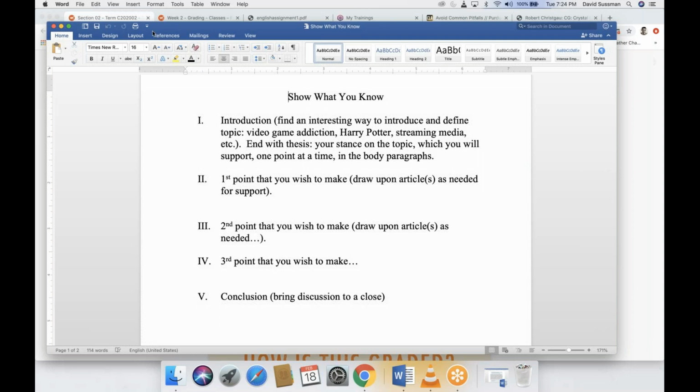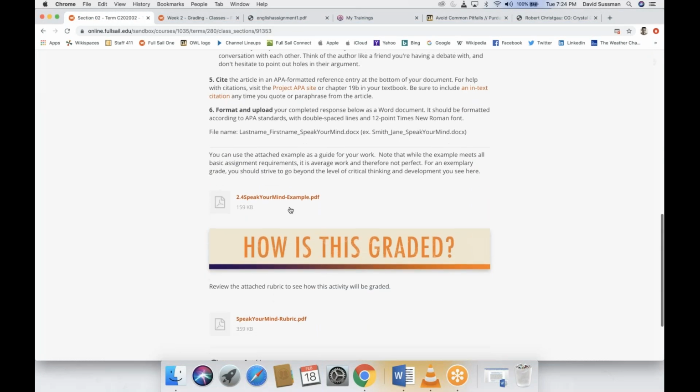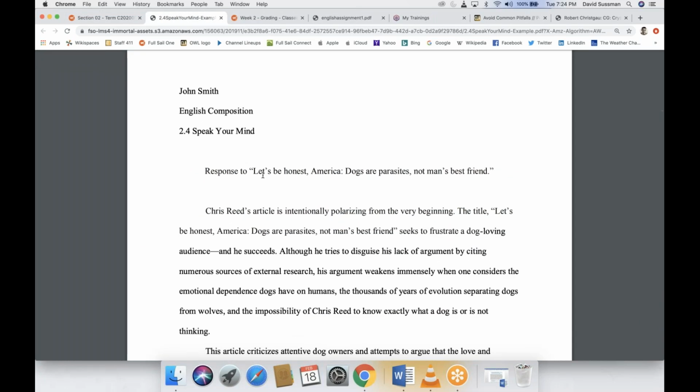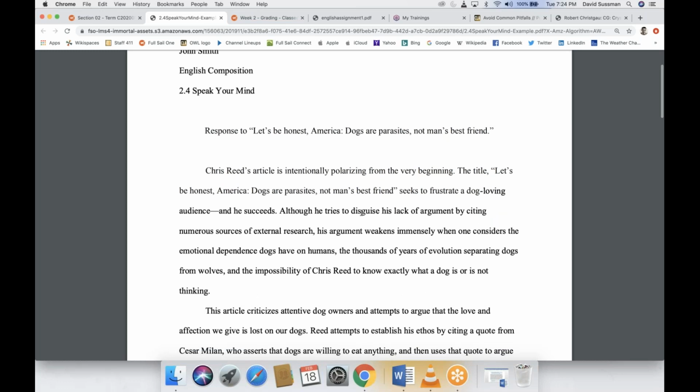And you do have an example, okay? So you do have a sample. So this person's responding to a completely different article. Let's be honest, America, dogs are parasites, not man's best friend. But you can see the strategy this person used.